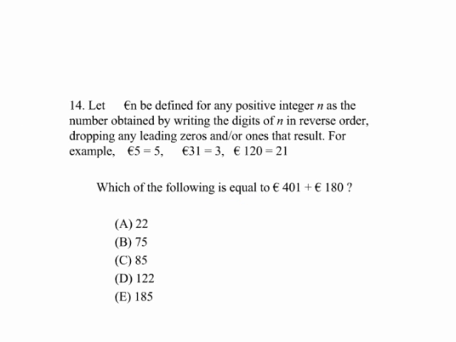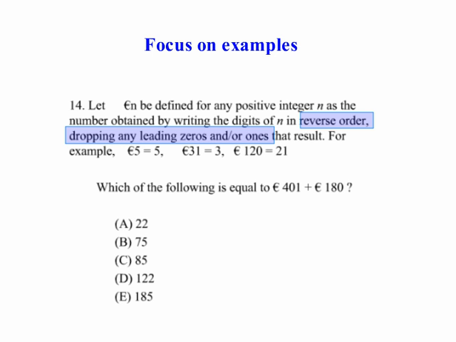This made-up function tells us that the little e of n can be defined as, for any positive integer n, the number obtained by writing the digits of n in reverse order, dropping any leading zeros and/or ones that result. Then look at our examples. The key here is to focus on the examples because they tell you how the problem works. E5 would just be 5. E31 would be 13, but you drop that leading 1. E120 would be 21 because you'd eliminate that 0.